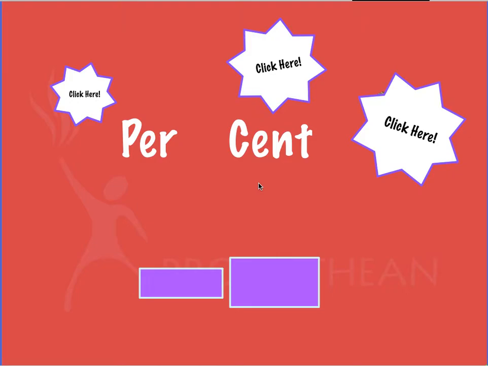Welcome to this lesson on percents, fractions, and decimals. We're going to talk about what a percent is and how to convert it to a fraction and a decimal.